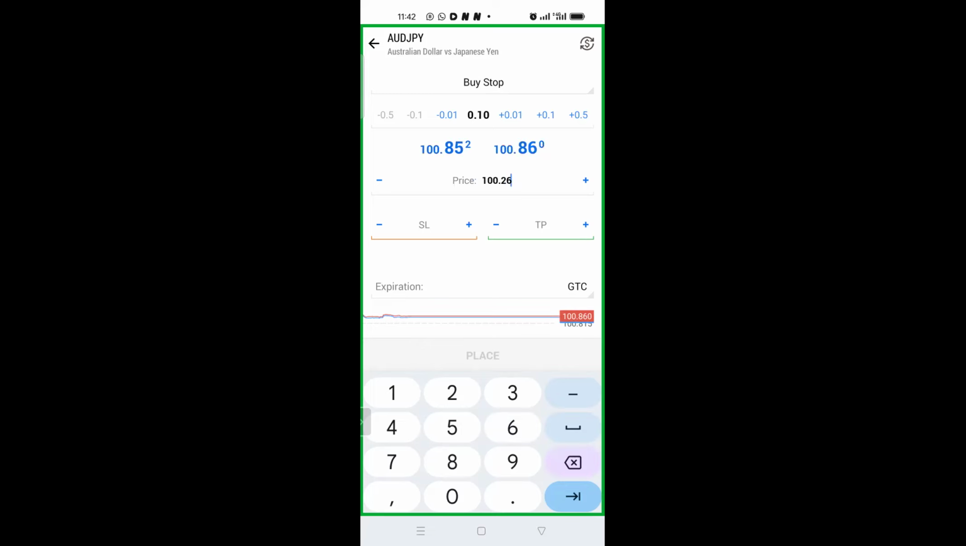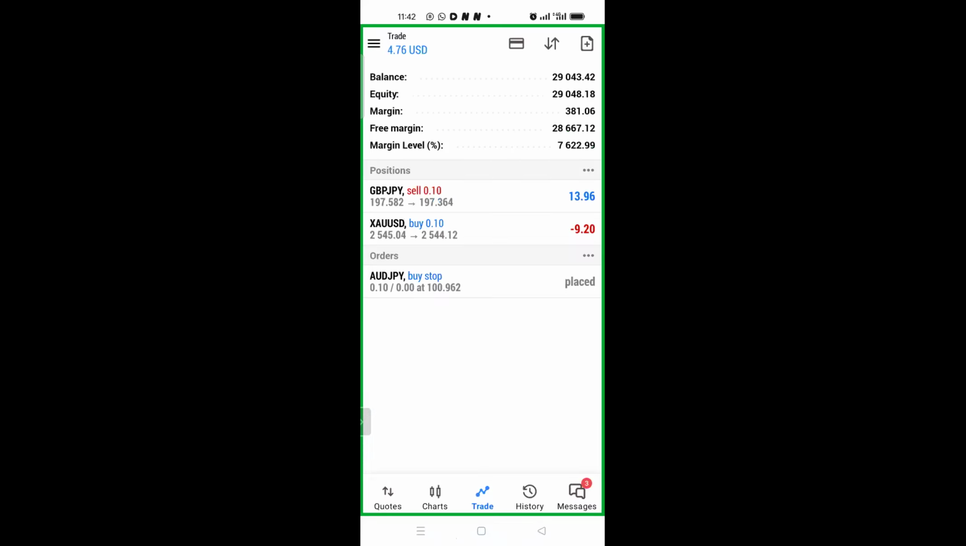Okay. The price has gone up. Okay, so let's do 100.965. Okay, 962. Wow. Because the price must be above the current price.